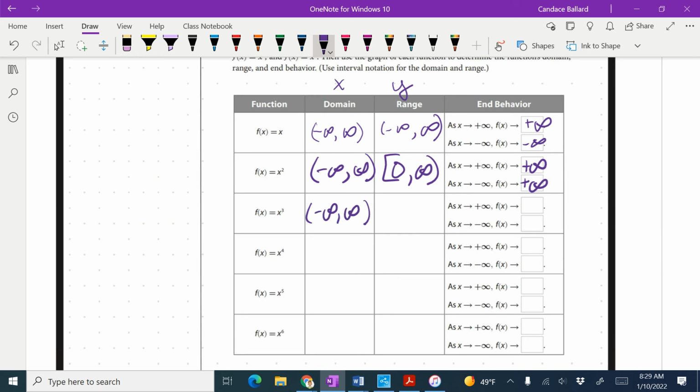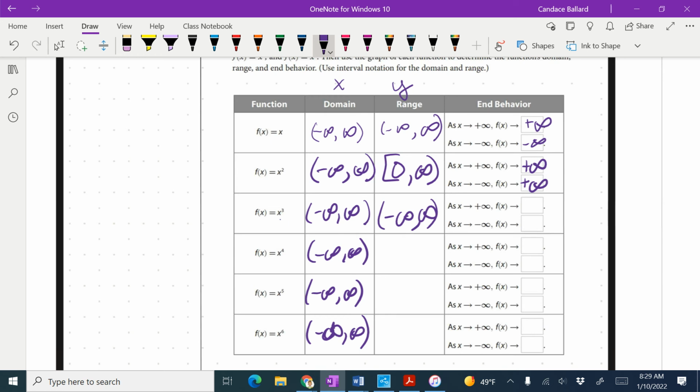Was there any single one of those in that chart that wasn't negative infinity to positive infinity? No, they were all negative infinity to positive infinity, right? The domain is the same on all of them. They're all valid for all x values, okay? All right. What about the range on that one? What was the range on that one? Negative infinity to positive infinity, okay?